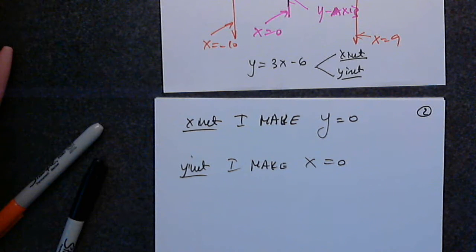And then I know when I have to determine the y-intercept, I determine the position. And the position on the y-axis must be x equals 0. Excellent. So here's what I do next.